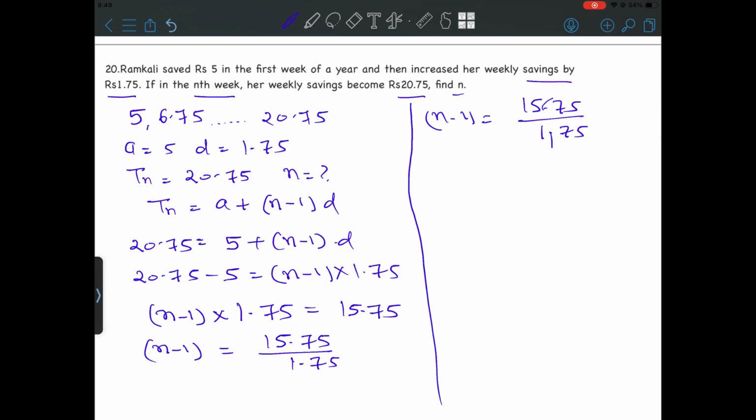So now we can use the table of 25, right? 25 times 7 is 175, and 25 times 6 is 150, and 7 is left. Then there is 75. So 25 times 3 is 75, and that gives us 9. So we have got n minus 1 is equal to 9, n is equal to 10, right? So it means that the savings of Ramkali will become this much after 10 weeks, right? So with this, we complete this exercise 5.2.